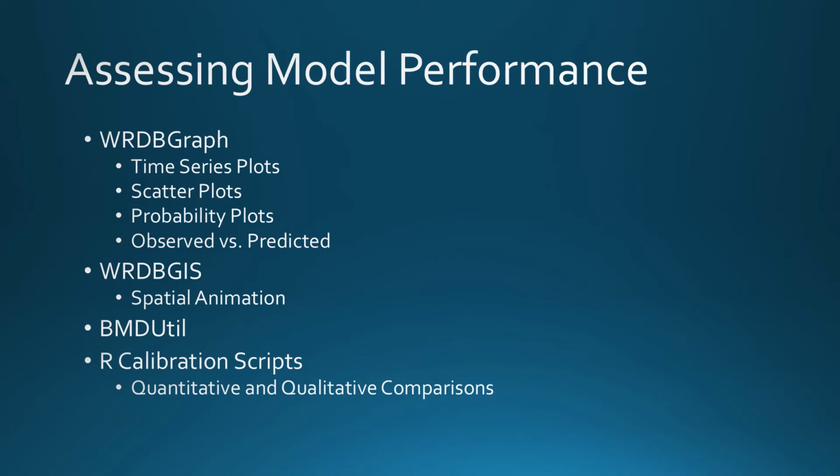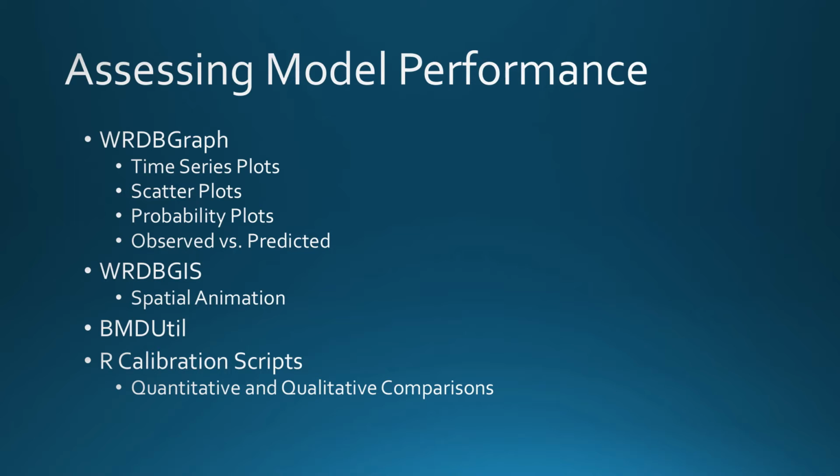All right, I'm just going to take you through the process of assessing model performance from output from WASP. I'm going to use several different utilities. The first one is going to be WRDB Graph, which you saw yesterday for just looking at data. But today I'm going to show you how you can plot time series plots, scatter plots, probability plots, and observed versus predicted plots of WASP simulated results with measured data that is stored in the WRDB database.